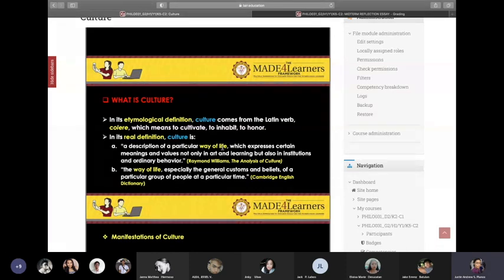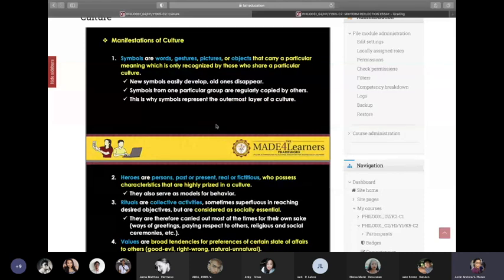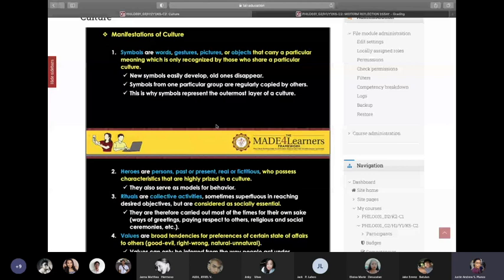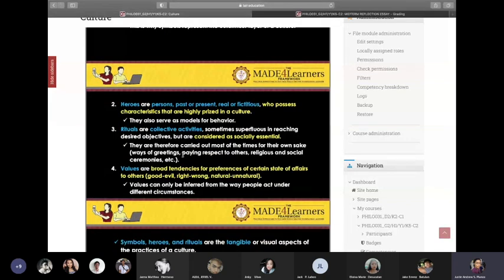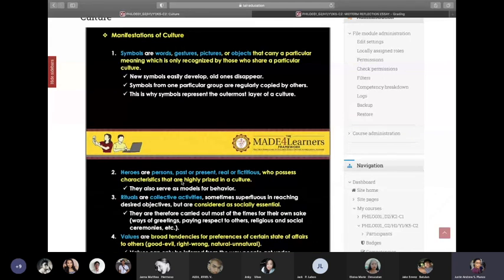Okay, so there are a few things that manifest culture. I will just mention them in passing here; you can study them on your own. There are different things that manifest culture, things that show or reveal the culture of a particular group of people: symbols, heroes, rituals, and values. These four things manifest, reveal, or show the culture or the way of life of a people.